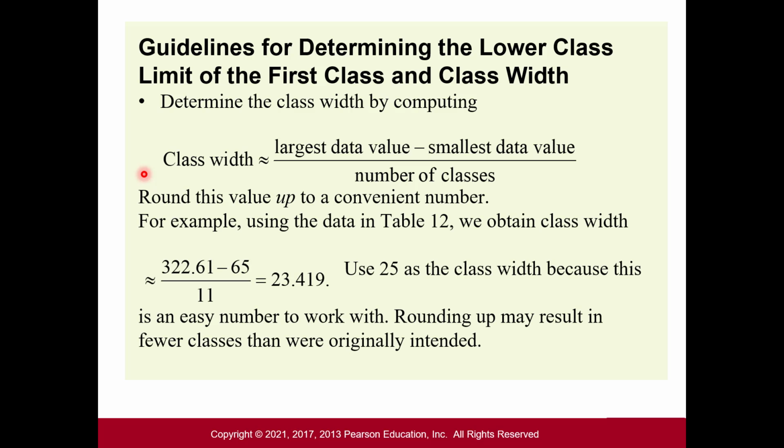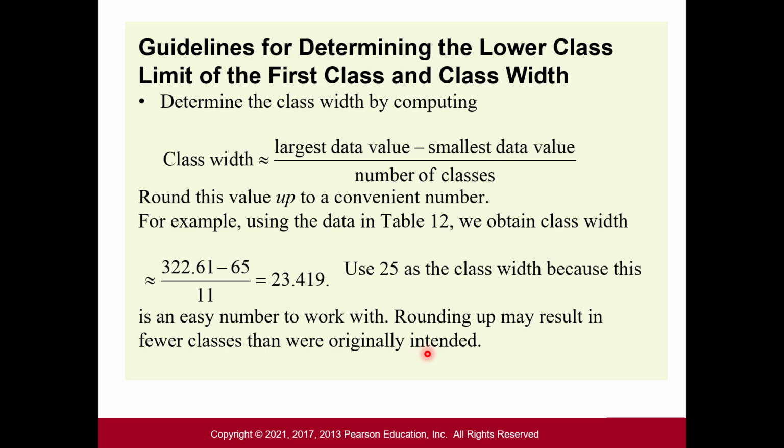So for example, our largest data value was $322.61, minus our smallest value of 65, and we decided on 11 classes. That's about 23.419. And so we're going to use a nicer number. That's where that 25 came from. We use 25 as the class width because it's an easy number to work with. Notice we didn't round off, we didn't just say 23. We ended up rounding up to a pretty nice number.